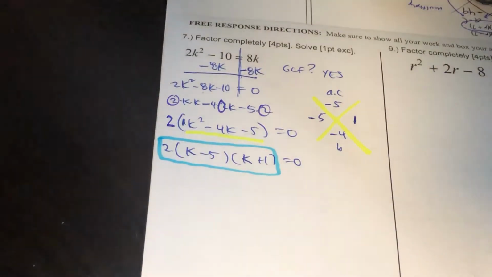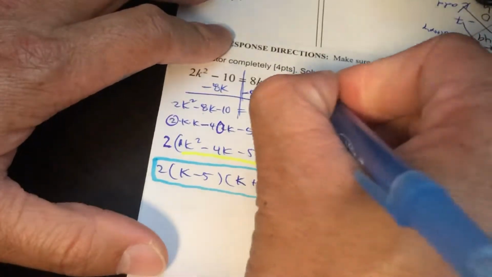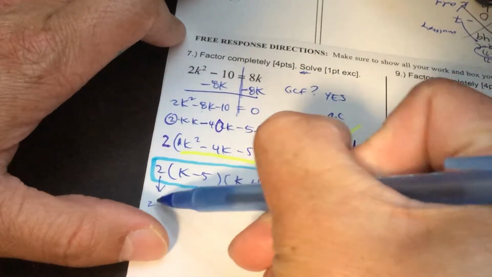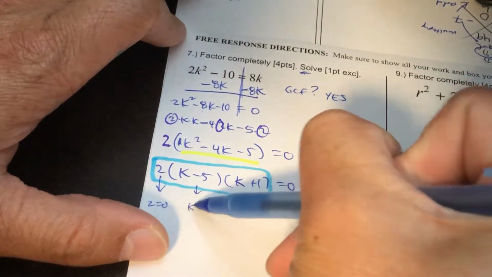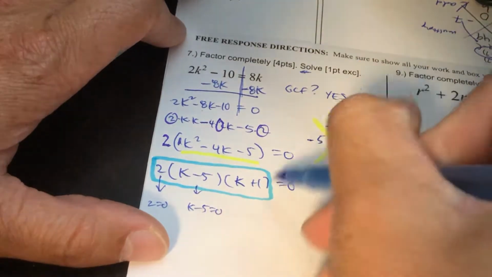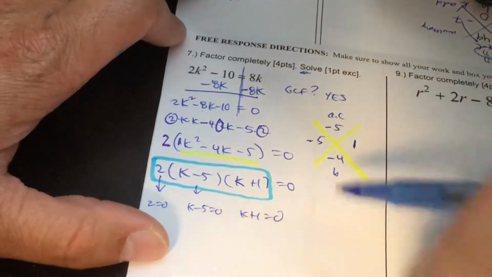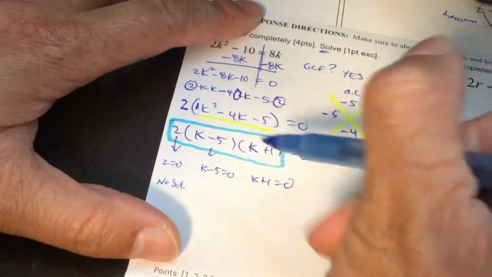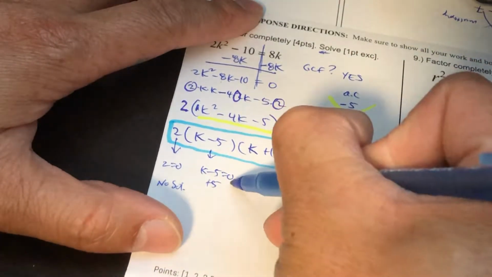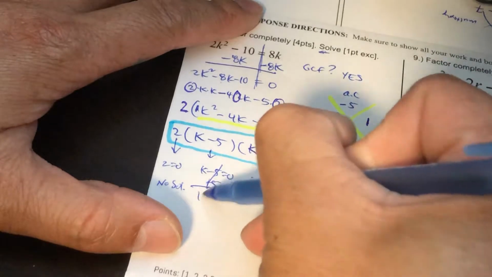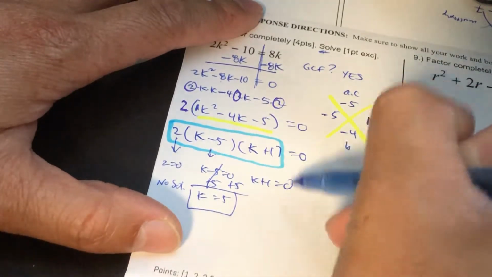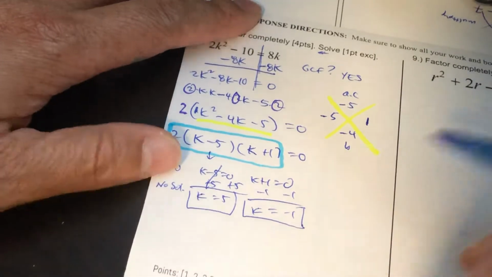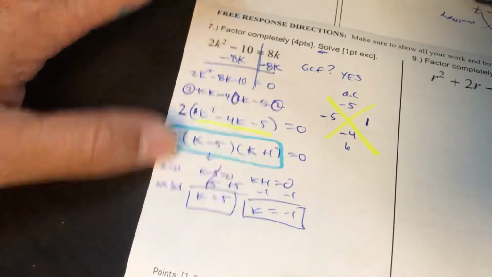And then here we're just going to solve. All you need to do is set each of these equal to 0. 2 equals 0, k minus 5 equals 0, and k plus 1 equals 0. 2 equals 0, no, that is no solution. Add 5 here, so k equals 5 is one of my solutions, and subtract 1, you get k equals negative 1 as your other solution. So if you wanted the extra credit, that's how you would get those two.